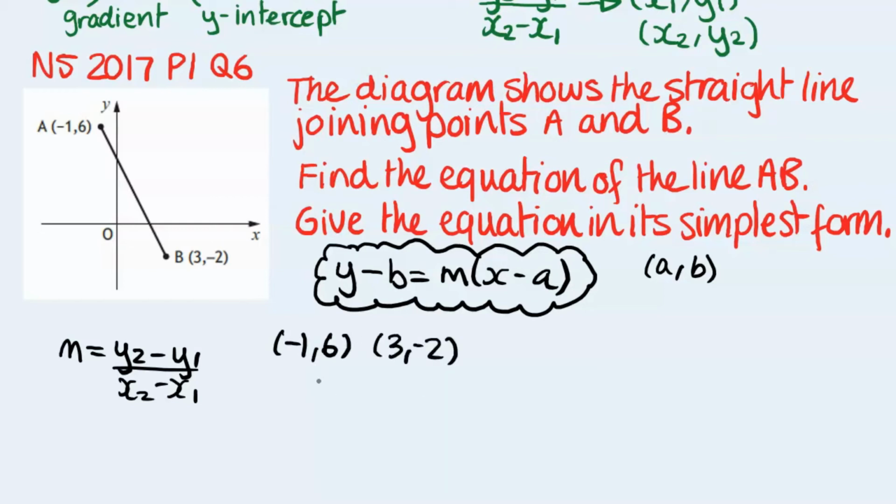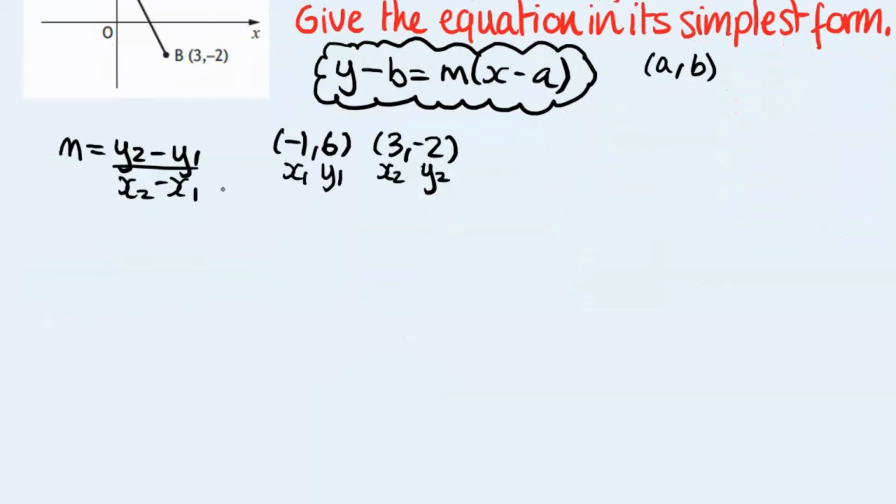What I recommend you always do is write the coordinates down and then label them. So this will be x1, this will be y1, this will be x2, and this will be y2. All we have to do now is substitute these values into this formula to calculate the gradient of that line. So y2 is minus 2, and y1 is 6. Now x2 is 3, and x1 is minus 1. Just put the minus 1 in brackets so you don't get confused with the double negatives.